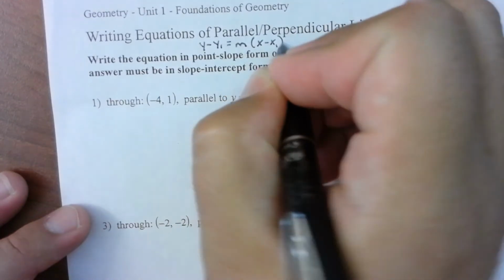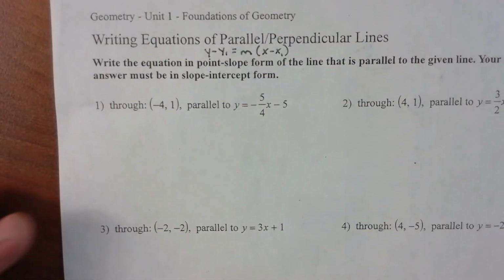So the first four all say parallel. So what does that tell me to do with my slope? Say it again. What did you say? You said something. What did you say? Okay, they don't touch. But what am I going to do to my slope in this problem? Where's my slope? Let's start basic.